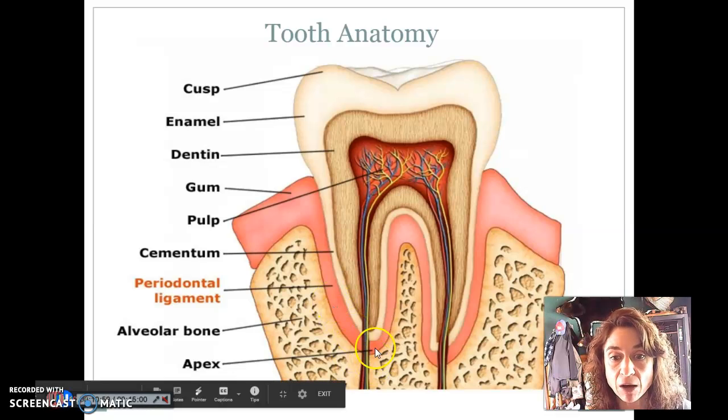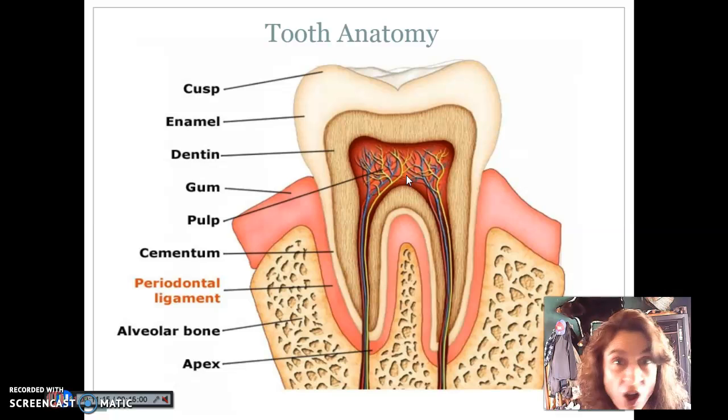Okay. Now, down here is the apex on each side. Okay. The apex is the opening that allows the blood vessels and the nerves to run up into the tooth. Okay, so this is what feeds the tooth, what keeps it alive, brings it nutrients and oxygen, all the stuff it needs.